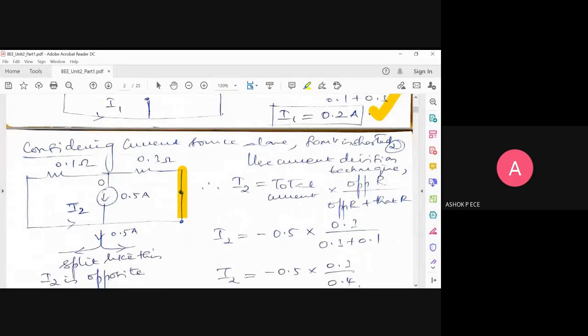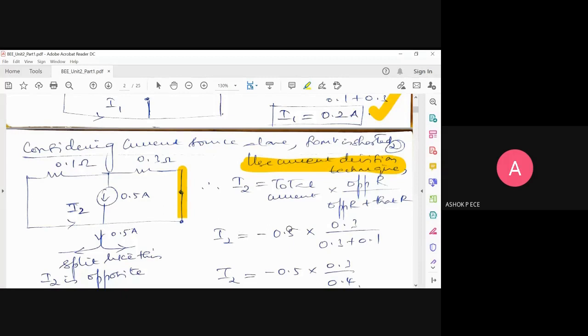If you redraw the diagram, visualize it like this: you have a current source parallel to two resistors. Can you visualize it like that? Current source parallel to two resistors. So I want the current through 0.1 ohm. So I can apply what formula? I am going to apply a simple current division technique. So I2 is the current flowing through 0.1 ohms and the total current is 0.5.